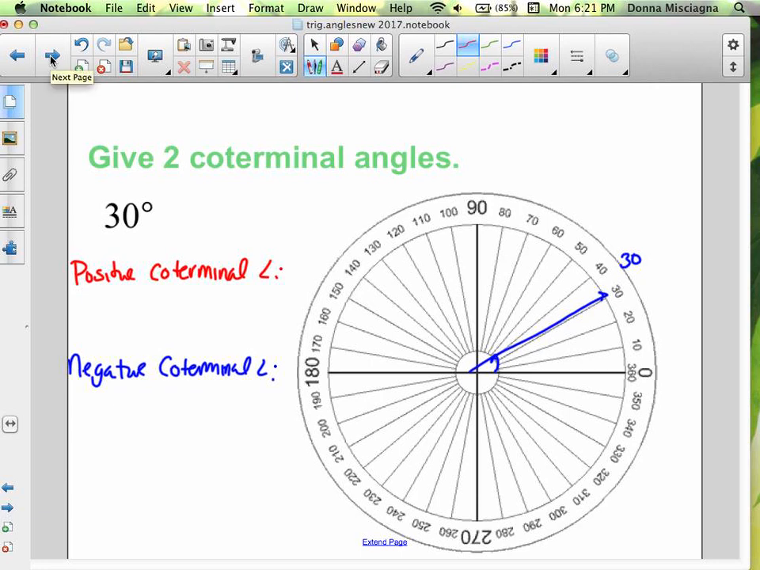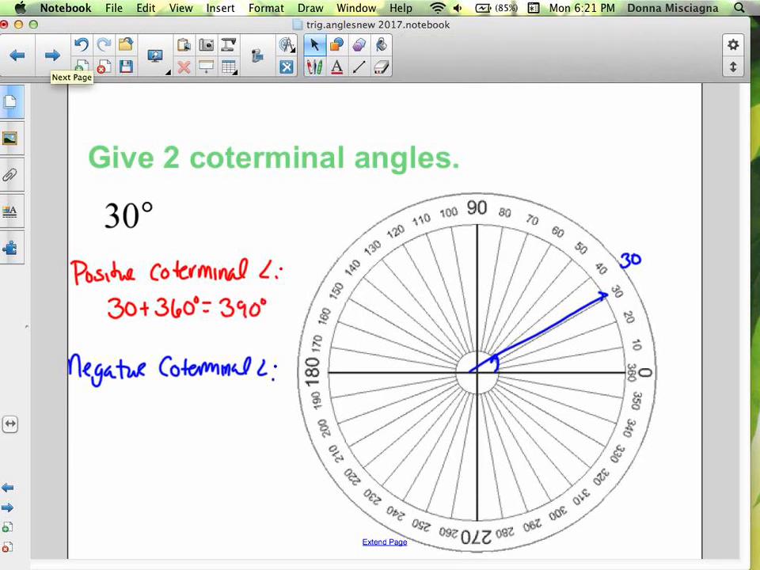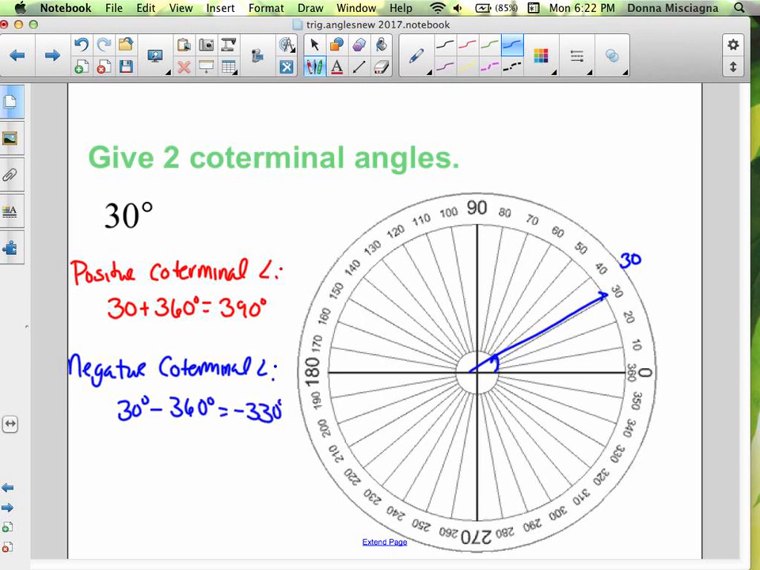All right, so for a positive coterminal angle, all I have to do is add 360. You can write one or two of these in your notes if you'd like. So 30 plus 360 degrees is 390 degrees. That's one coterminal angle. We can get a negative coterminal angle simply by taking 30 degrees and subtracting 360 degrees, which gives us negative 330 degrees.